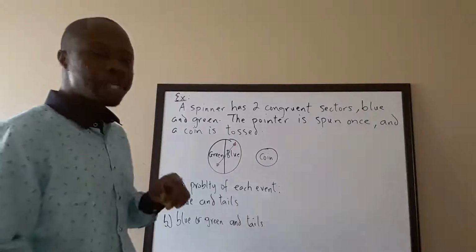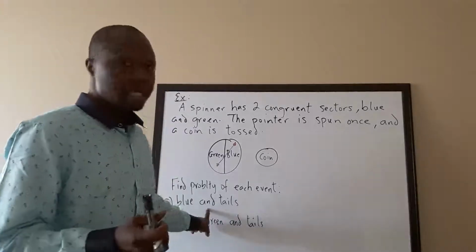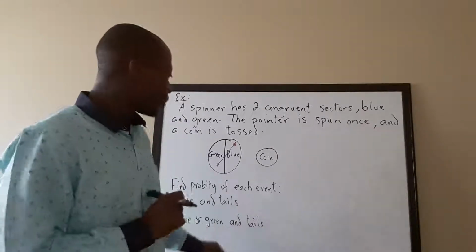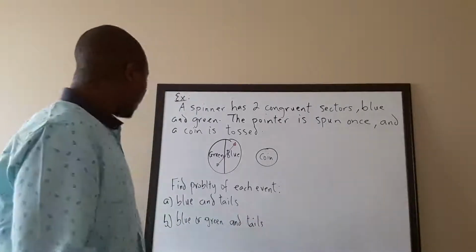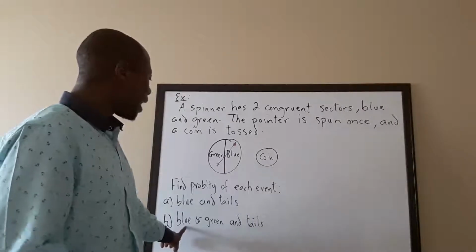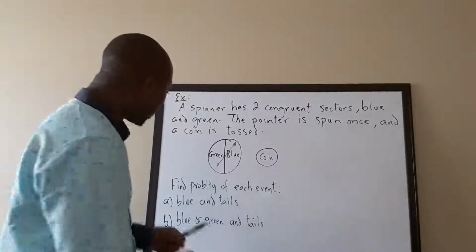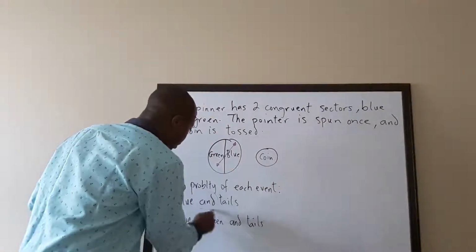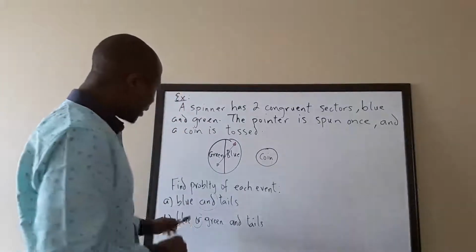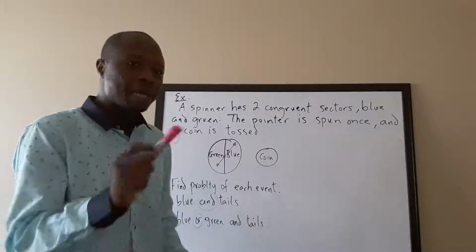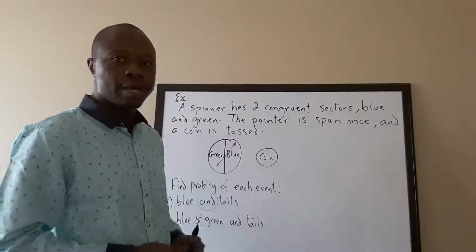Find the probability of getting blue when you spin the spinner, and that word is very critical, and of getting tails when you toss the coin. Find the probability of getting either blue or green. Those words are very key, very important. Either blue or green when you spin the spinner, and tail when you toss the coin.